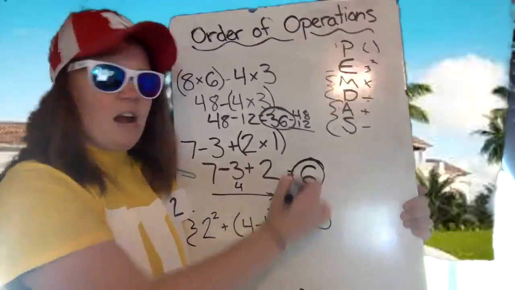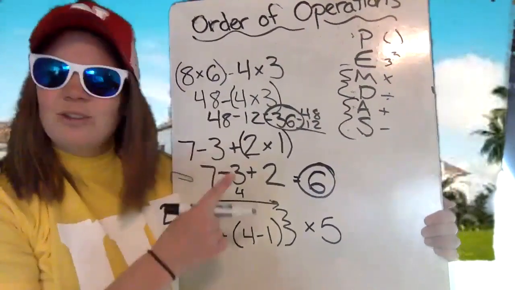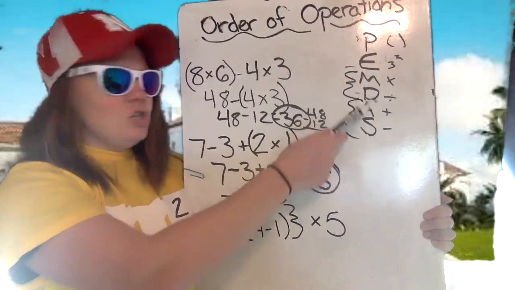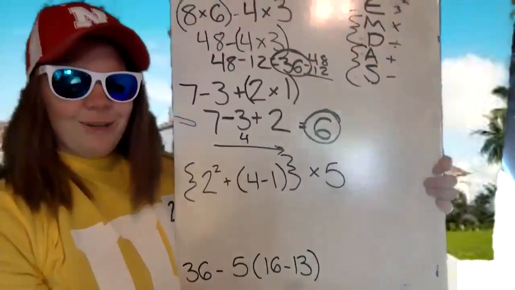Okay, so be careful with those. That's the biggest mistake I see scholars and students make. So make sure that you go from left to right when all you've got left is multiplication and division or addition and subtraction. All right, next one gets a little bit tougher.